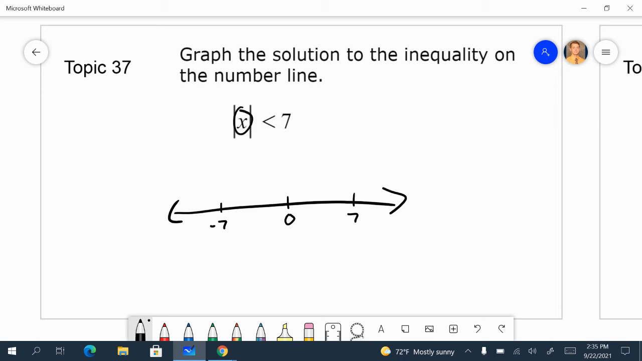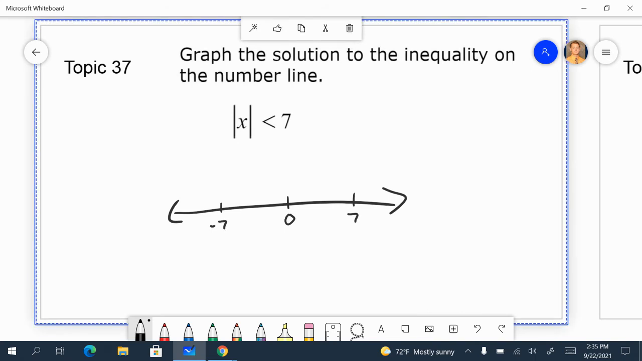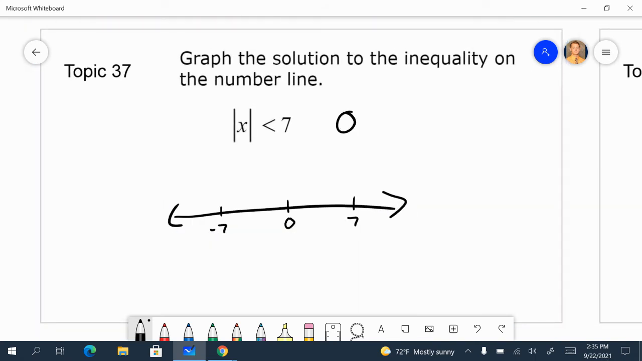Now I'm looking for numbers that if I plugged them in and took the absolute value of the number, would it be less than 7? So let's try that out. Let's pick a number. Let's pick 0, for example. Would 0 work? If I plugged in a 0 and took the absolute value of it, it would be 0, 0 is less than 7, which is true. So basically, that point works. That was supposed to be a check mark. That didn't turn out the way I wanted it to work. That one works.